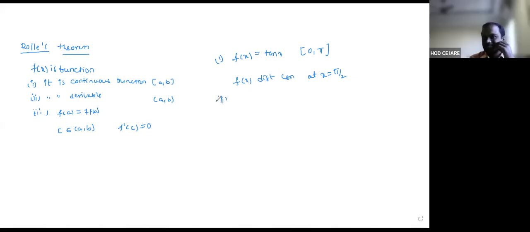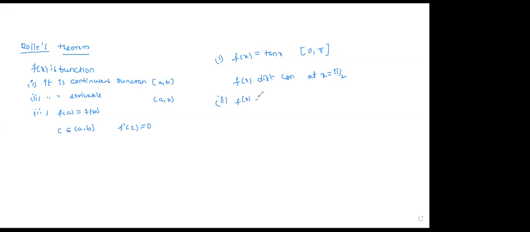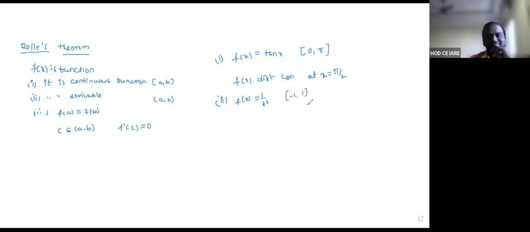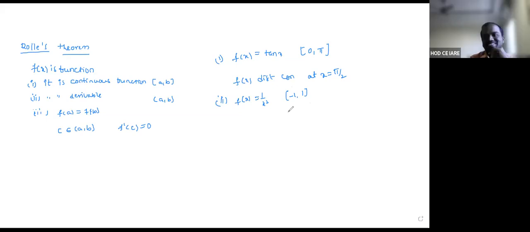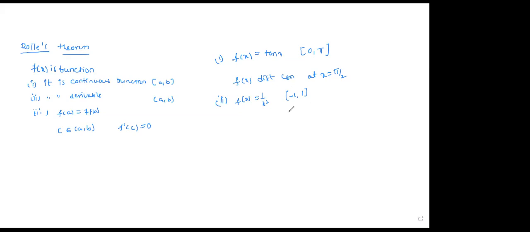Second one, f of x is equal to 1 by x square in minus 1 to 1. This one is satisfied? Not satisfied. No finite solution.